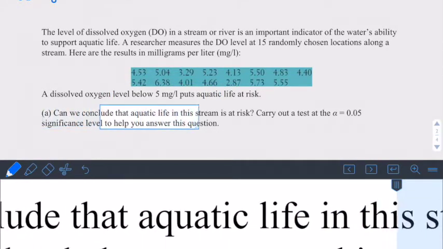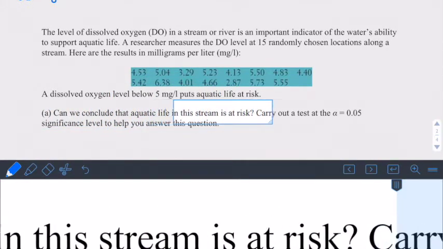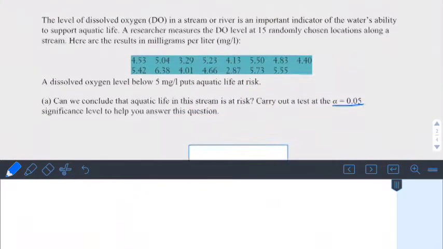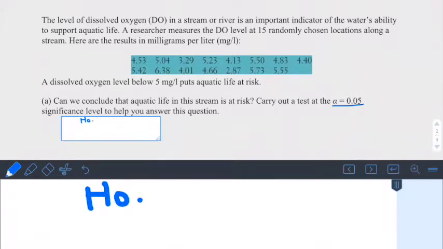Can we conclude that aquatic life in this stream is at risk, and we want to carry out a test at the alpha equals 0.05 level? So first of all, we need our null and alternative hypothesis. The null is that the mean DO level is 5.